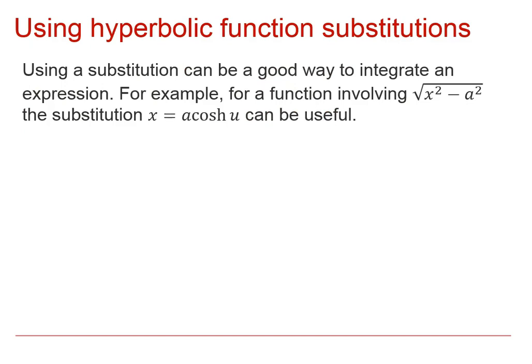Other videos will go through using trig functions in detail, and here we're going to look through one example of using a hyperbolic function in a substitution. Using substitution can be a good way to integrate an expression. For example, if we have a function that involves the square root of x squared minus a squared, we can see that that relates to the functions that we've been looking at in previous videos, and we can use the substitution x equals a cosh u.